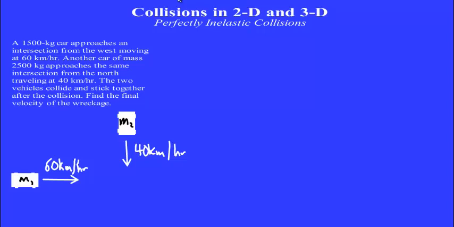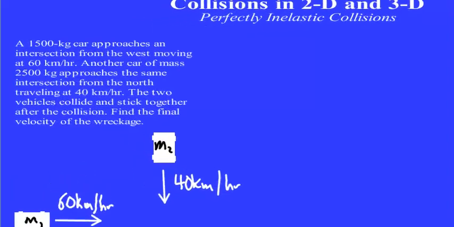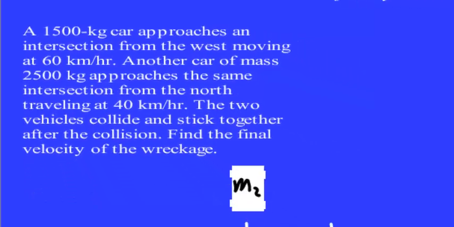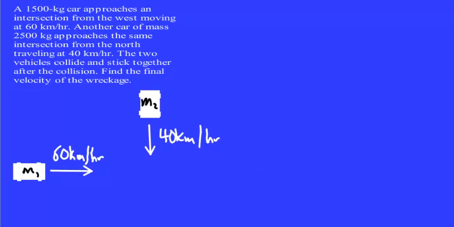If you look on the screen, you see an example of the first one. We're going to study a perfectly inelastic collision in 2 dimensions. Take a moment and pause the video so you can read the example. I have illustrated the example already on the screen. We have 2 cars approaching an intersection and they're going to collide and stay stuck together in an ugly wreckage afterwards. And what we want to do is figure out the final velocity of that wreckage.